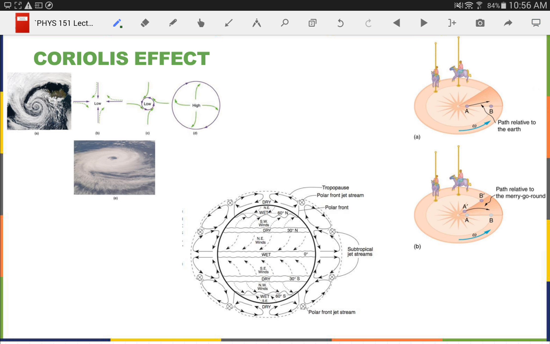The Coriolis effect is the result of another fictitious force, the Coriolis force. Now, the Coriolis force is the phenomenon that if you were on a merry-go-round, and let's imagine that Tori and I are on a merry-go-round. We're going around in circles. And I have a ball and I want to throw the ball to Tori.